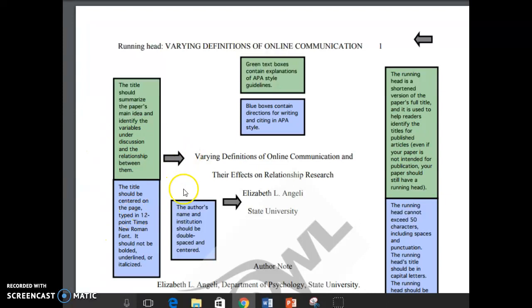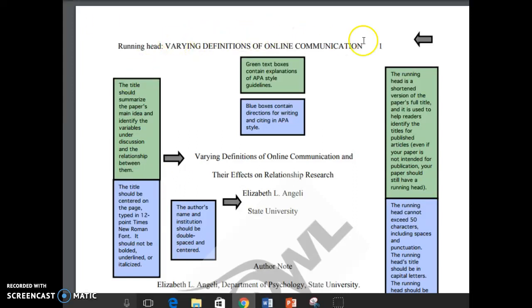The blue part does show you the formatting. It should be centered on your paper, typed in 12-point Times New Roman font. If you don't remember anything at all, always stay consistent with your font. Best to just stick with that 12-point and Times New Roman. It should not be bolded, underlined, or italicized. Your name should be on there, and also the institution name, so University of Central Arkansas. And those should be double-spaced and centered.